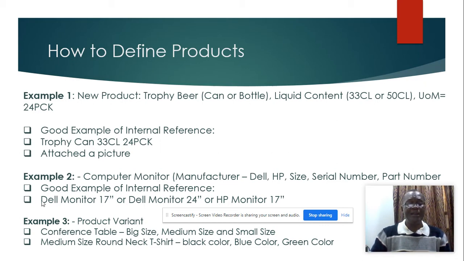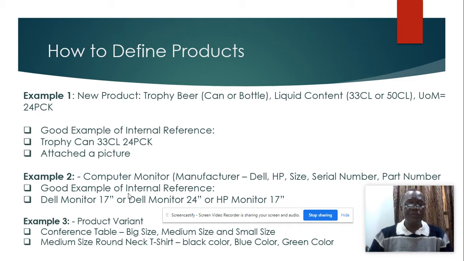So in the naming here, I could say Dell monitor 17-inch, Dell monitor 24-inch, or HP monitor 17-inch. So in defining a product, you need to have certain parameters the system will help you use to define a product in SmartDrive ERP. So you can define any product, put it in a warehouse, put it in a store, and manage them.